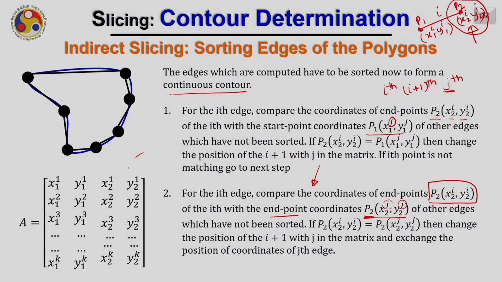In that way, you will be able to end up getting a matrix like this, and all these edges will be sorted. Let us consider this case and try to see this option. If this is the P1 and this is P2 of the ith line, then this is the I plus 1th line, and this is again the P1 point for the I plus 1th, and this is P2 for the I plus 1th line. Here you can see the P2 point of the ith edge is equal to the P1 point of the I plus 1th edge, and like this all the lines are appropriately aligned to form the closed loop contour.